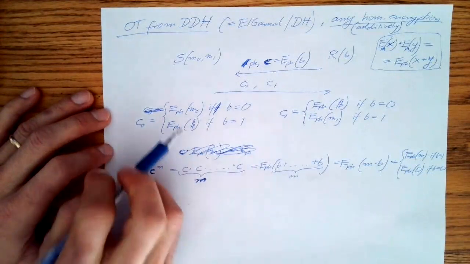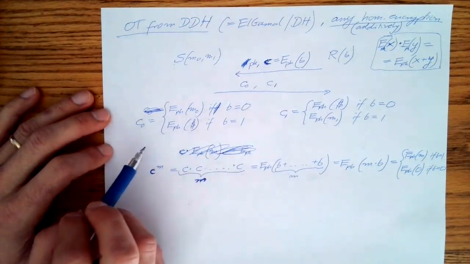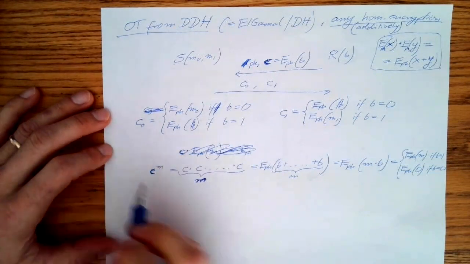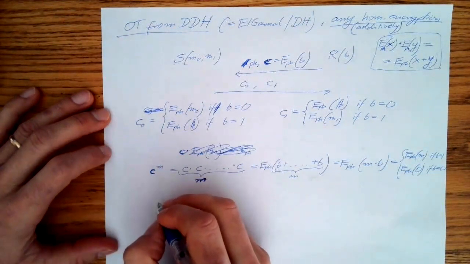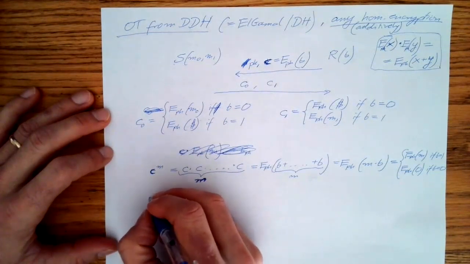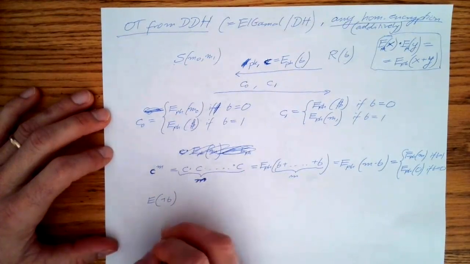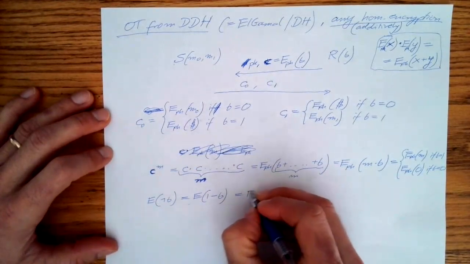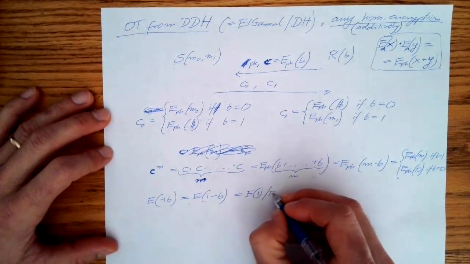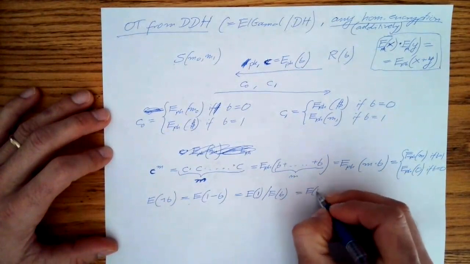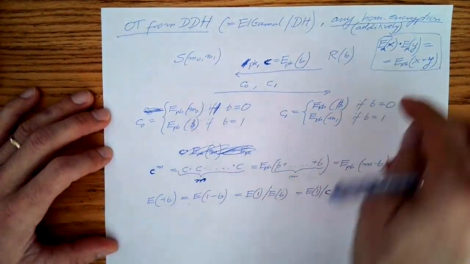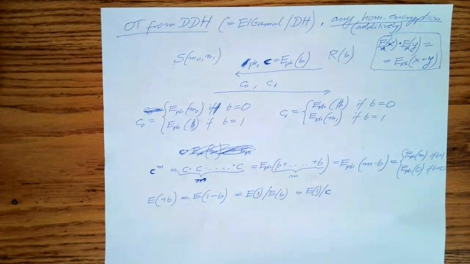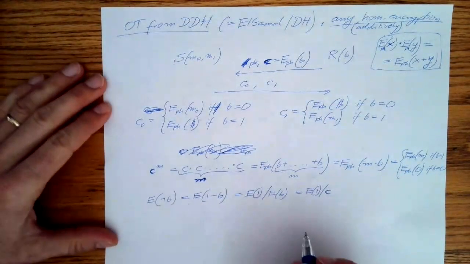Okay, so I'm close to this, but not yet. Now, can I get an encryption of not B, the flip of the bit? Well, this is just an encryption of one minus B. So it's an encryption of one divided in the group by the encryption of B. So it's an encryption of one divided by C. The target group, the ciphertext group, is a multiplicative group, so I can divide. I can take the inverse in it. Okay.